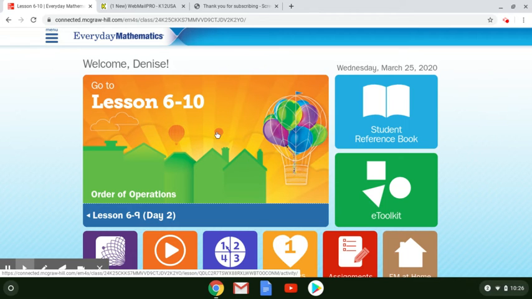So when you log into your ConnectEd screen, you should see this page. We are going to click on Go to Lesson 6.10. So if you could click on that.